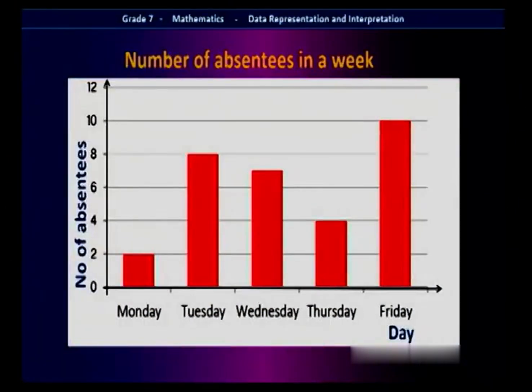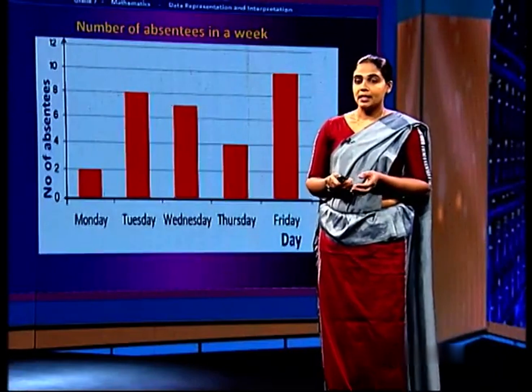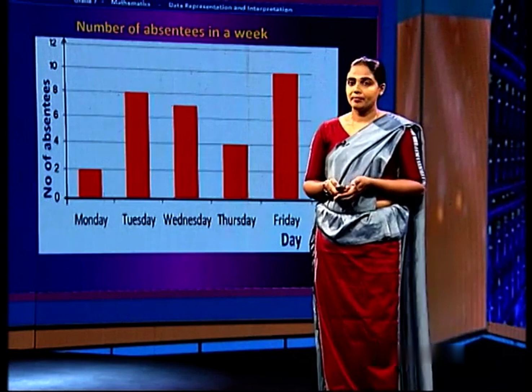This is the correct bar graph, or we can use the word column graph. Above the graph, write the number of absentees in a week. It is the topic. We should write down the topic. Then the two axes are named day and number of absentees. Then bars should be clear. There is an equal gap between each bar.